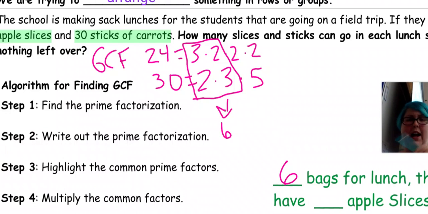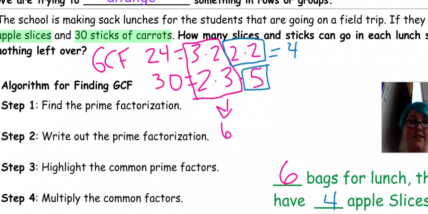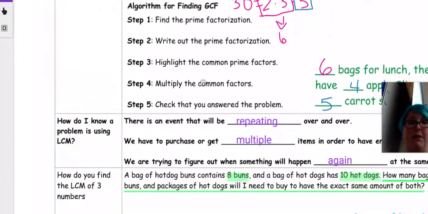Now, how do we know how many of each go in the bag? Well, we know 24 is our apple slices. We look at the factors that are left over. So we have 2 times 2. We know that equals 4. So each bag will have 4 apple slices and 5 carrot sticks, because 5 is the only thing left over. If it was 5 times 2, we would do that. But whatever factors are left over, because 6 times 4 is 24, 6 times 5 is 30. Always check your work that way. So that is when we're talking about greatest common factor.